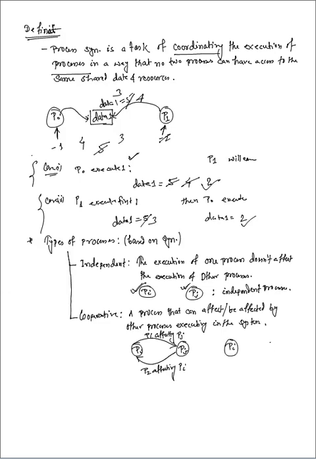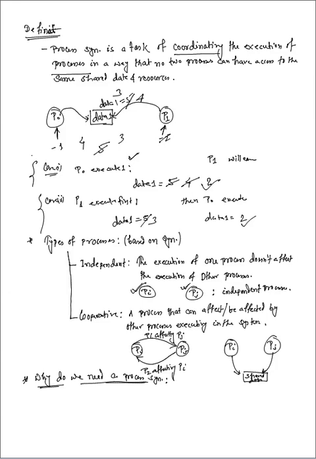Or let us suppose we have two processes Pi and Pj, both using shared data, then we can say that Pi and Pj are cooperative processes, right? Now the question arises here, why do we need process synchronization?